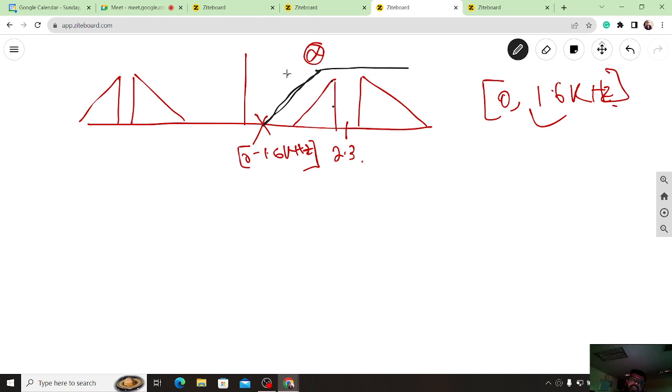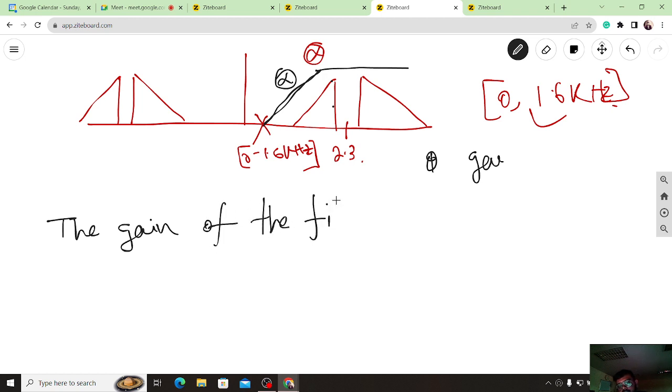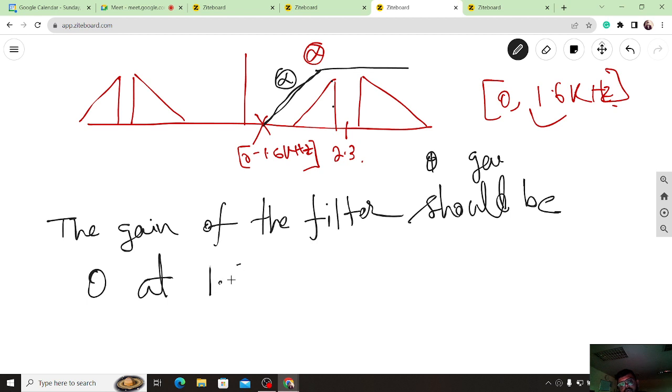So what should be the slope of alpha such that it becomes the gain of the filter? The question is more of the gain of the filter, which should be 0 at 1.6 kilohertz, right? Because if the gain of the filter is not 0 at 1.6 kilohertz, then if this signal has some part that is crossing 1.6 kilohertz, that will create interference in this region.